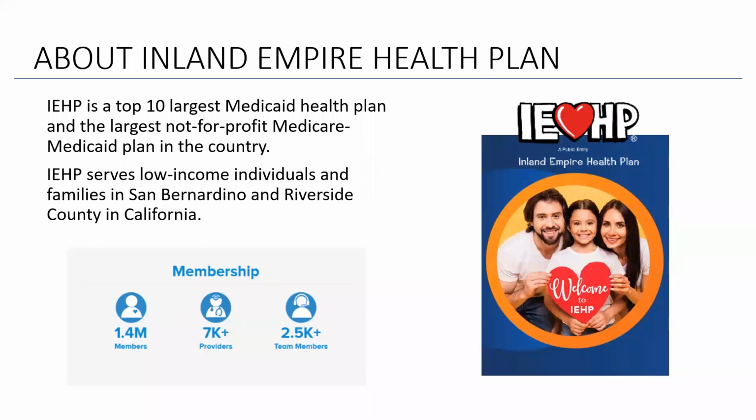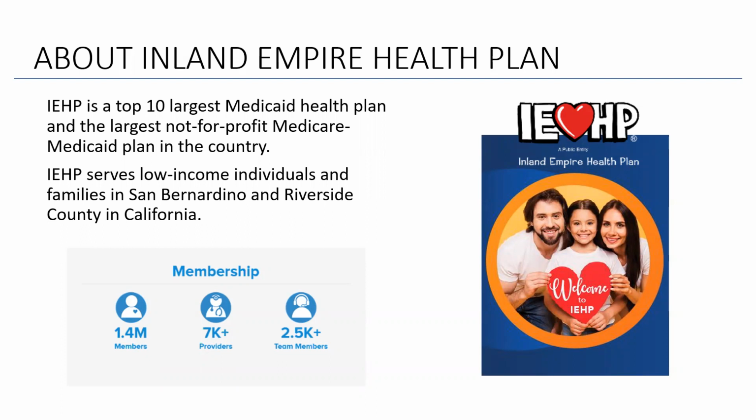So we'll go to the next slide. A little bit about IEHP. IEHP is one of the top 10 largest Medicaid health plans and the largest not-for-profit Medicare-Medicaid dual plan in the country. IEHP serves low-income individuals and families in San Bernardino and Riverside County who are living under the 138% poverty line in these two counties. We currently have about 1.4 to 1.5 million members, meaning that we serve 1 in 4 residents in the two counties, which sounds impressive because it's a big number for two counties, serving 25%. However, it is a figure that often brings some sadness to us because we understand that 25% of folks living in our two counties are living under the poverty line, which is a significant social impact for the work that needs to be done here.